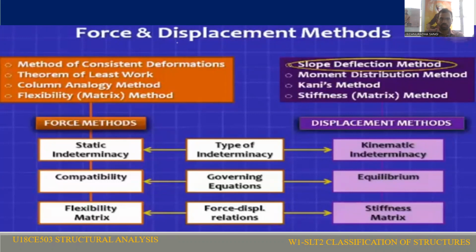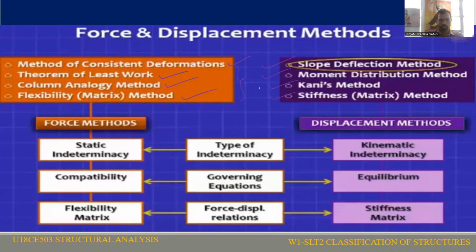Now we'll see the different force methods of approach and displacement methods of approach. Here we have a list of force methods of approach, that is method of consistent deformation, theorem of least work, column analogy method, and flexibility matrix method. So these are the four force methods of approach. Coming to the displacement methods, slope deflection method, moment distribution method, Kani's method and stiffness matrix method, these are the four displacement methods of approach.